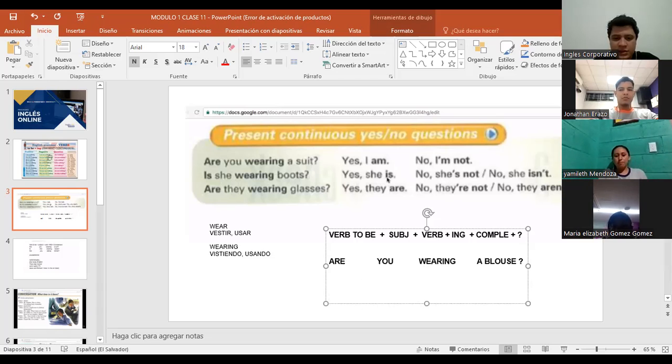Is. Is, perfect. Now give me a subject for is. She. She, perfect. A verb? You can use this one or whatever. Sería playing. Playing, perfect. Is she playing? ¿Ella está jugando el qué? Is she playing? Ping pong. Ping pong, perfect. And signature. Is she playing ping pong?